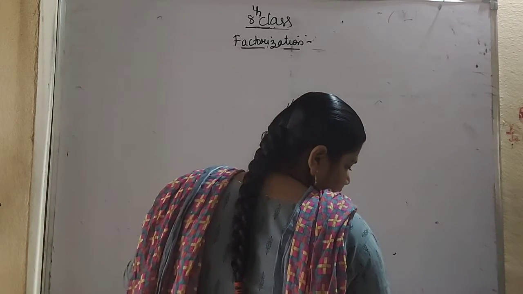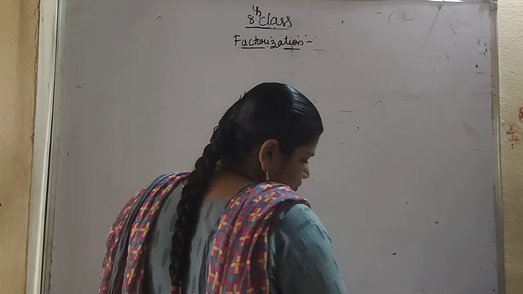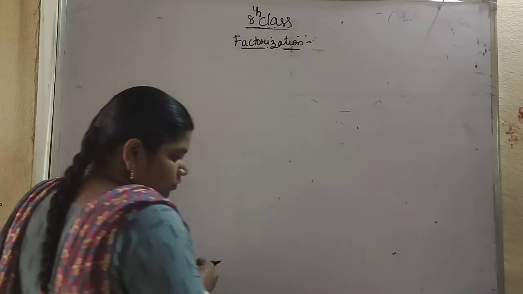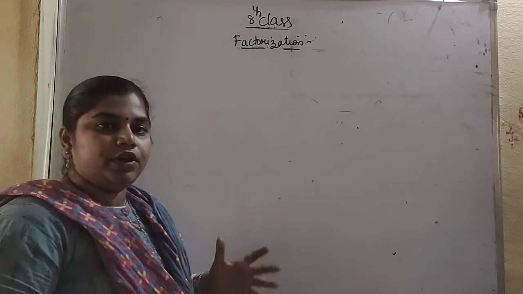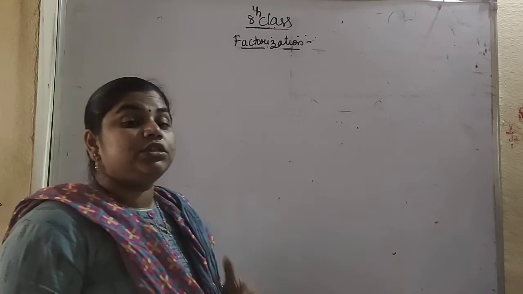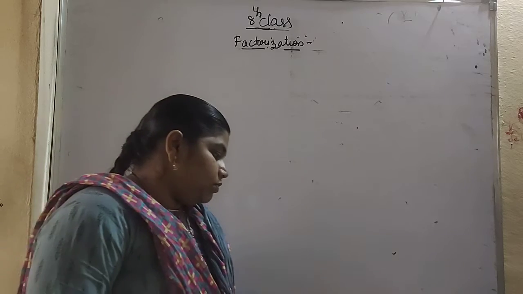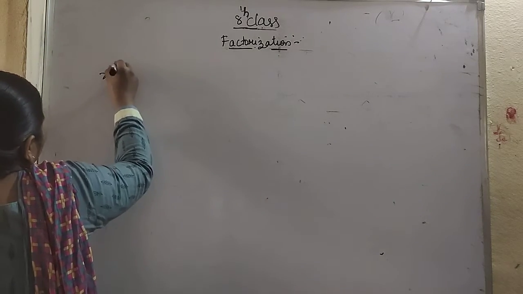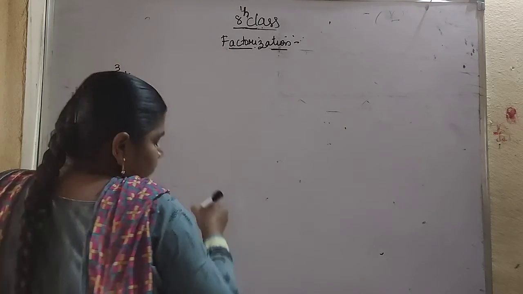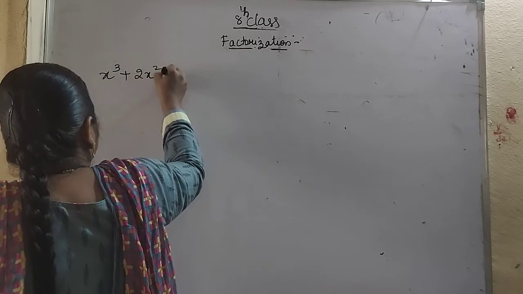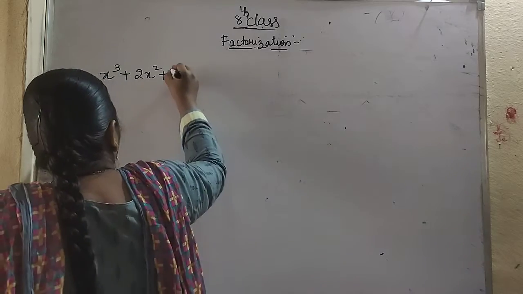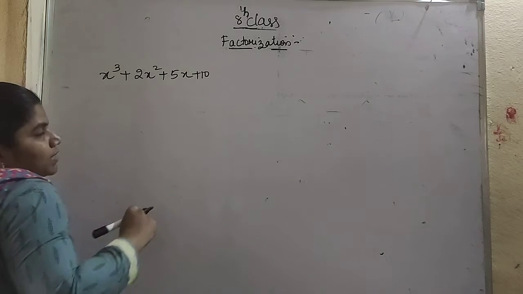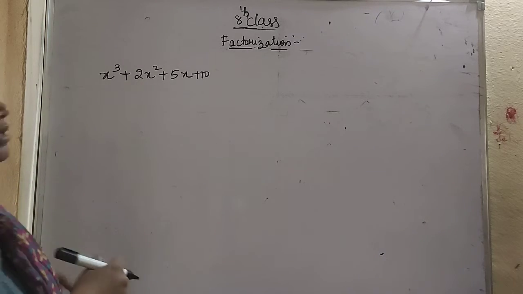So if you take the example, grouping, and also we can do by rearranging the terms, also we can factorize the terms. So here I am taking one example as x cube plus 2x square plus 5x plus 10. So how many terms are there? Total 4 terms are there. We have to group the terms now.